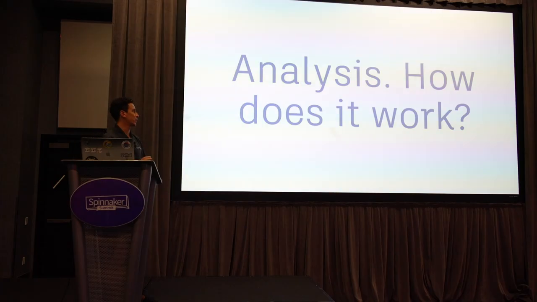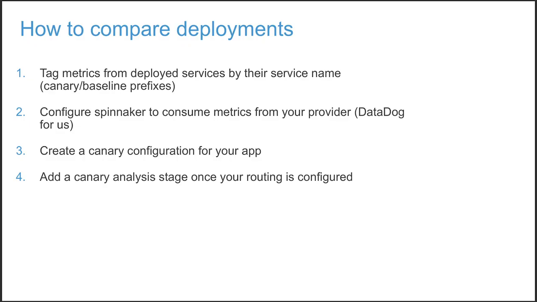Analysis, how does that work? So we tag metrics based on the service name, send that to Datadog. We configure Spinnaker to consume those metrics. We create default Canary configurations for every single app that consumes those metrics, and then create a Canary analysis stage with Kayenta as the consumer once routing is configured.